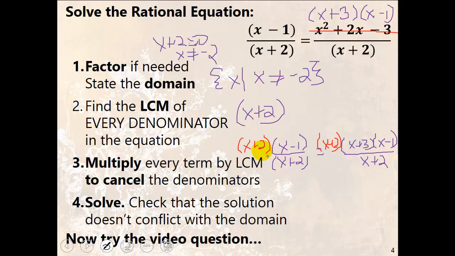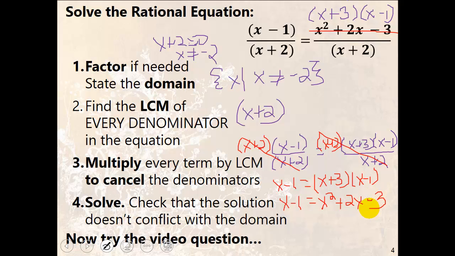Now I'm going to cancel where I can. So now I get x minus 1 is equal to, these cancel, x plus 3 times x minus 1. Now I've got to multiply those back together again. You'll get a feel for when to factor the numerator versus when not to factor the numerator. This is x squared plus 2x minus 3.